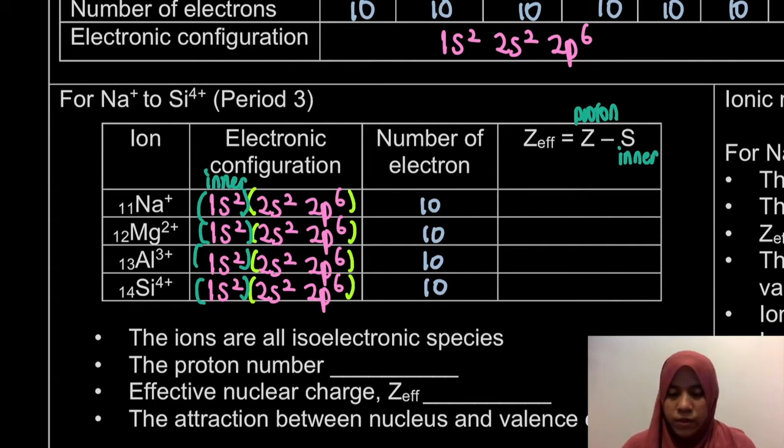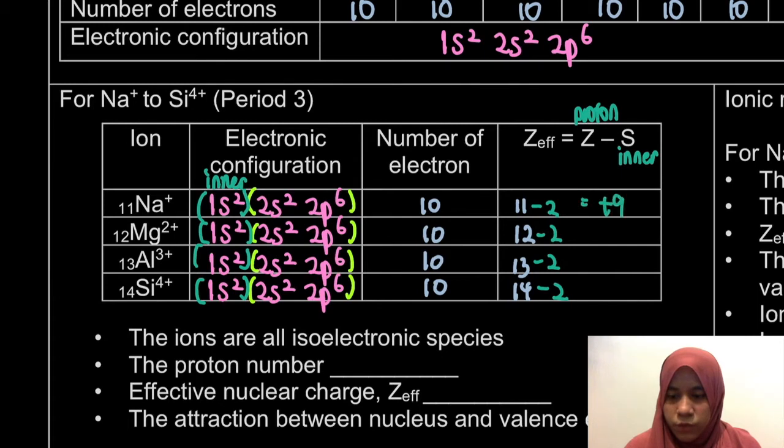Remember Z is the proton number, not the number of electrons, the number of protons here. So here it will become 11, 12, 13, 14. In this case, our inner electrons are 2, so 2, 2, 2, 2. Make sure this is positive 9, positive 10, positive 11, positive 12.